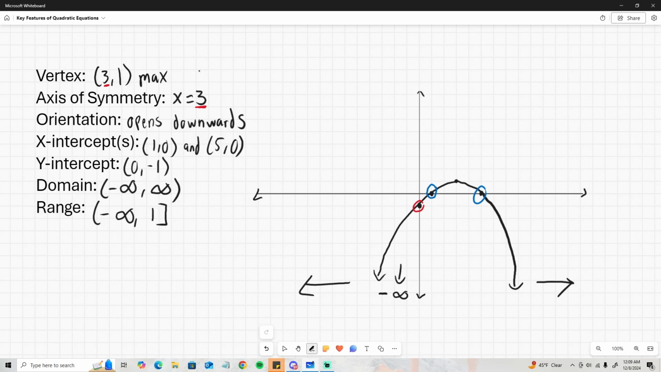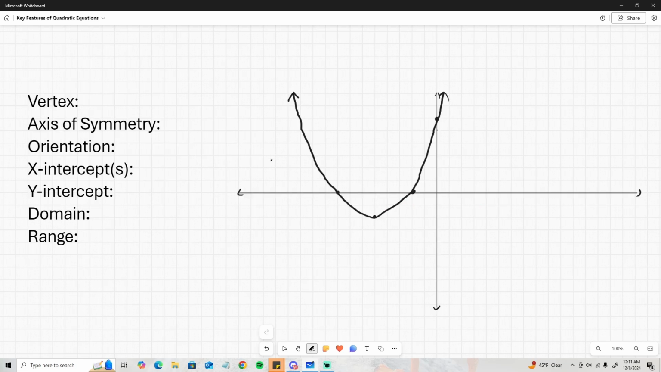Again, the key features of this graph are as follows. We good? We'll do one more. Alright, so this will be the final graph that we'll be going through. Again, I apologize for its poor quality. I'm doing this all by hand.